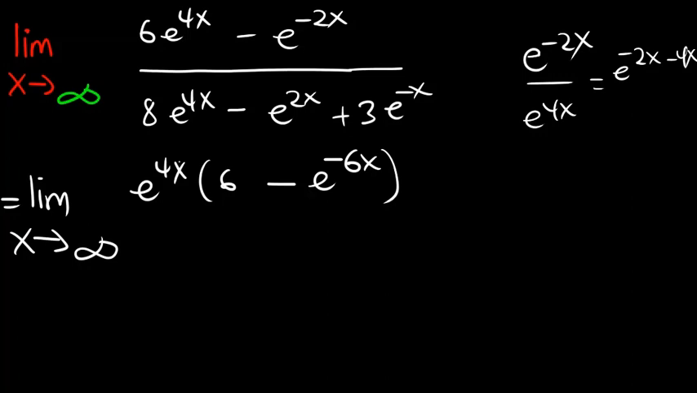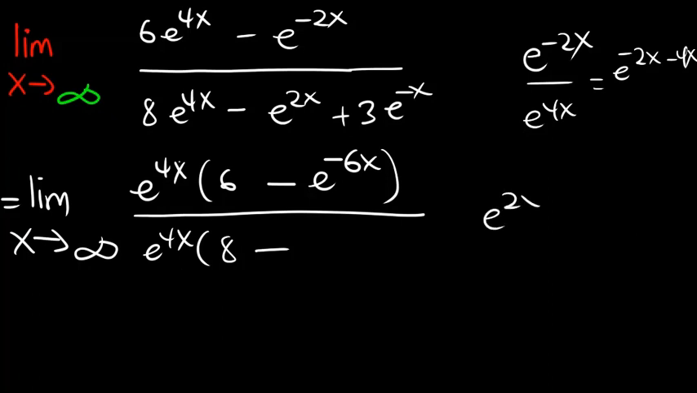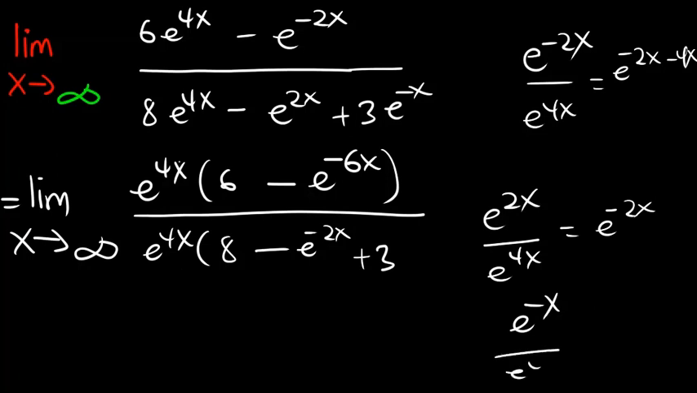So let's look at the denominator also. So you are going to factor out e to the power 4x, bracket open 8 minus, let's look at what you are going to have. We have e to the power 2x divided by e to the power 4x, which will give us e to the power minus 2x. So minus e to the power minus 2x, and then plus 3, and then you're going to have e to the power minus x divided by e to the power 4x, which will give us e to the power minus 5x. So plus 3 e to the power minus 5x. So that'll be the value for the denominator also. Let me free up some space, then we continue.